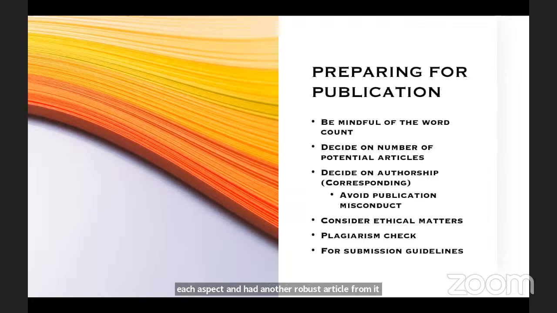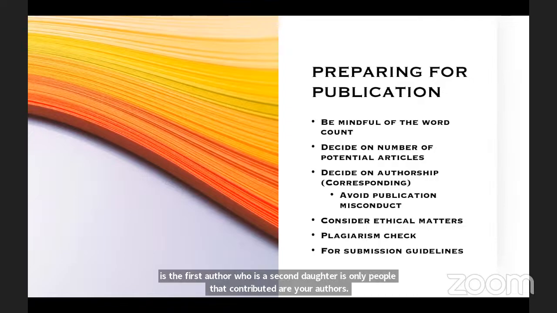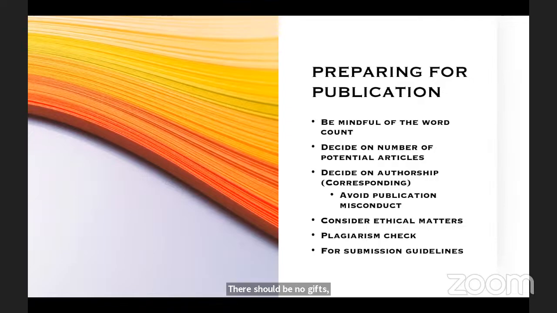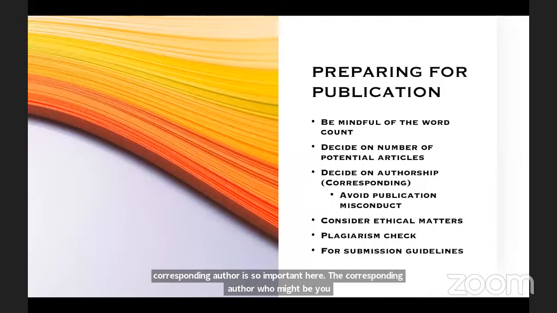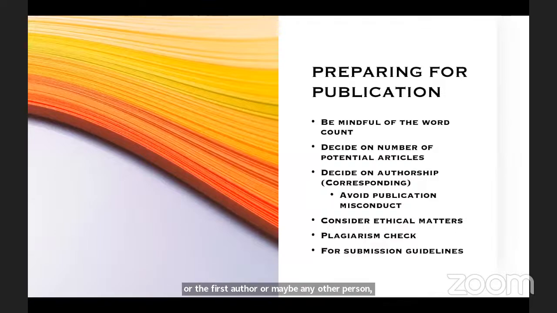You must decide on the authorship. Who is your first author? Who is your second author? Only people that contributed are your authors. There should be no gift, ghost, or guest author. That is what I mean by avoiding publication misconduct. The corresponding author is so important here. The corresponding author, who might be you, or the first author, or maybe any other person, must know everything about that publication, because the journal will be corresponding with this person. Is this person that they say we need revision? The person has to take it up and so on and so forth.